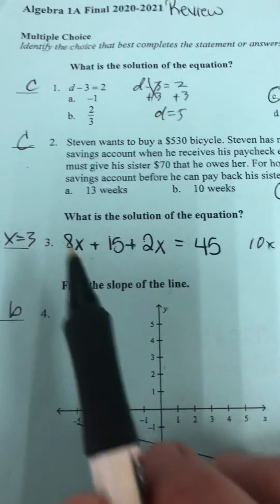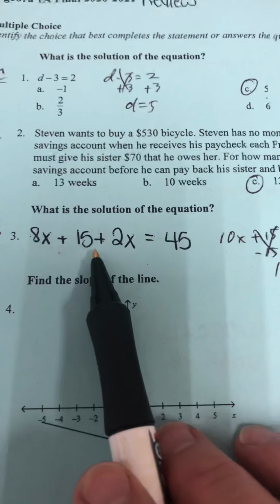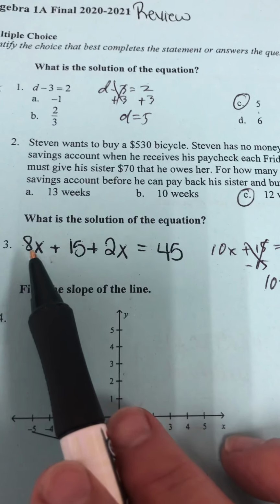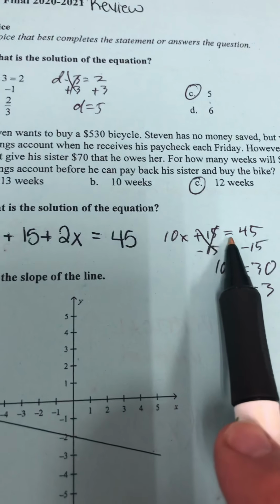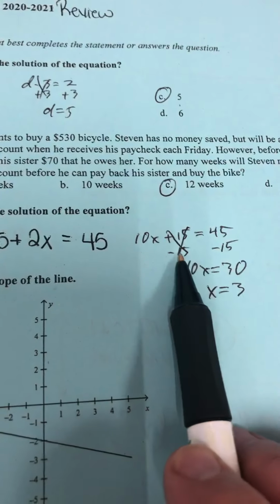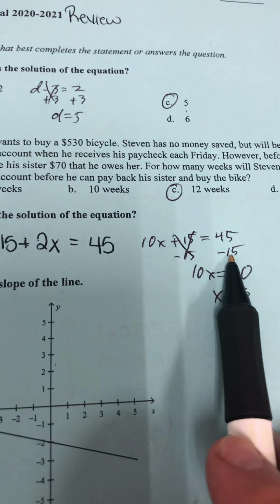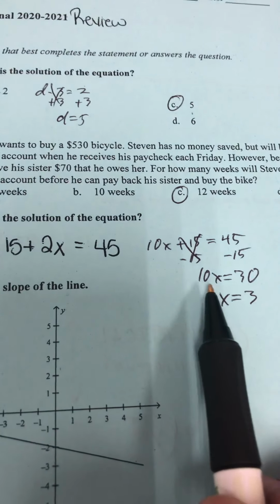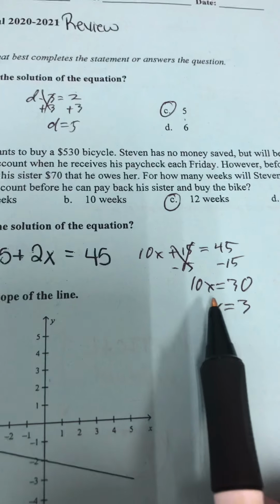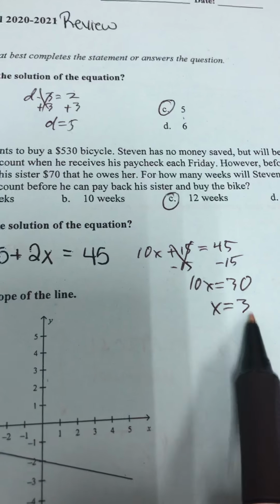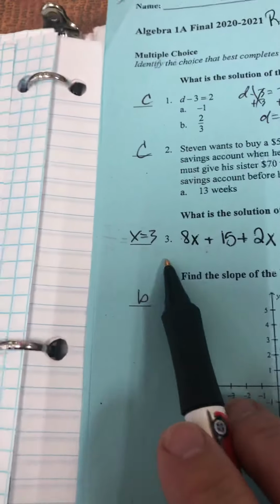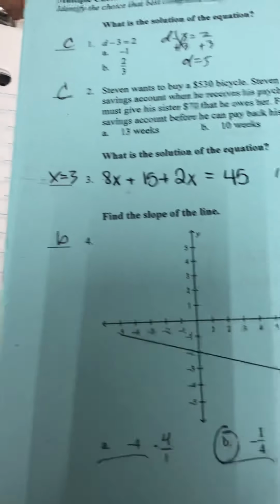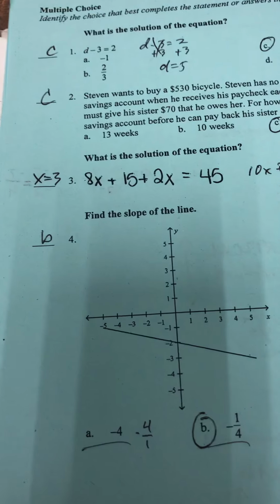For number three, what is the solution of the equation? I'm combining like terms. 8x plus 2x equals 10x. And I still have that plus 15, and I have equals 45. I subtract 15 from both sides. I end up with 30 on this side, and just my 10x is left over here. I divide both sides by 10 to get x by itself, and x equals 3. So x equals 3 is what you should have for number 3. There were no multiple choice for number 3.